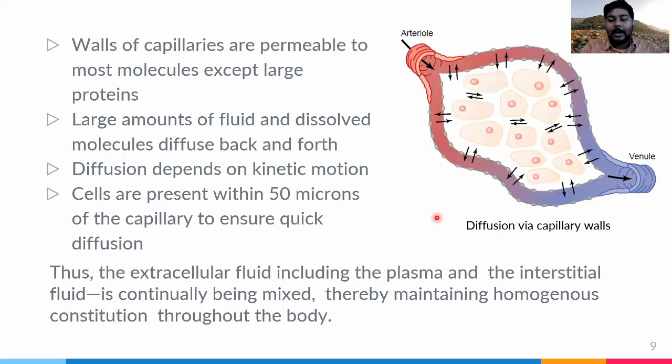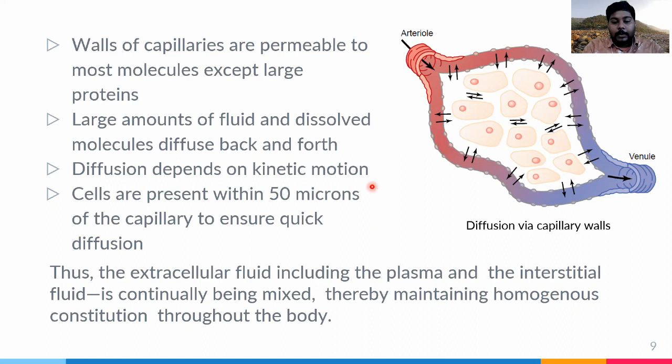Next, let us consider exactly what happens in the capillaries themselves. The walls of the capillaries are permeable to most molecules except large proteins. Large amounts of fluid and dissolved molecules diffuse back and forth between the blood present in the capillaries and outside of the capillaries, that is, into the interstitial fluid. All the cells in our body are essentially covered in this interstitial fluid itself. And when nutrients traverse from the blood into the interstitial fluid, these nutrients can now be delivered to the cells themselves.